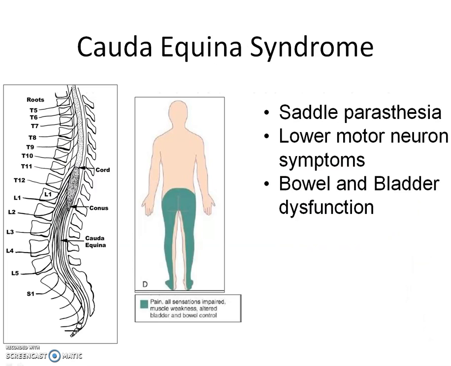With Cauda Equina syndrome, this is damage to the distal end of the spinal cord. We know based on our anatomy that below the levels of L1, L2, and the spinal cord, we start to see peripheral nerve roots. So damage to these levels will result in sensory impairments, muscle weakness, and changes to bowel and bladder. The sensory distribution is in the image here.